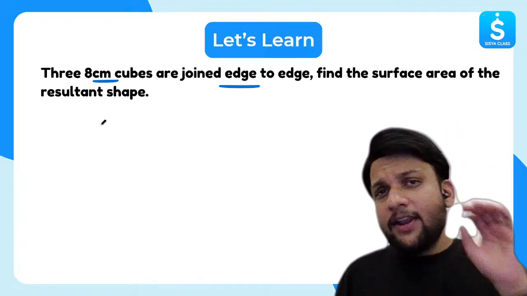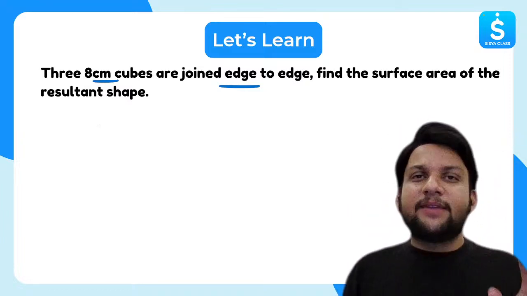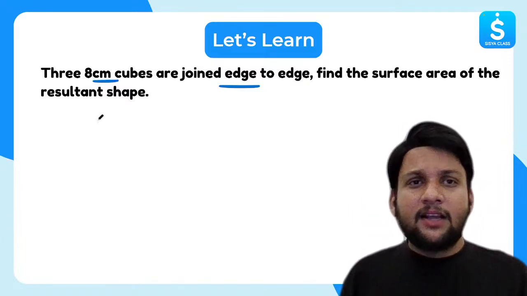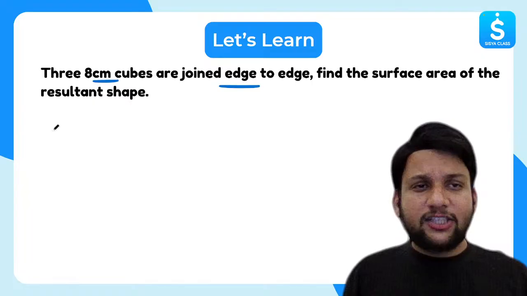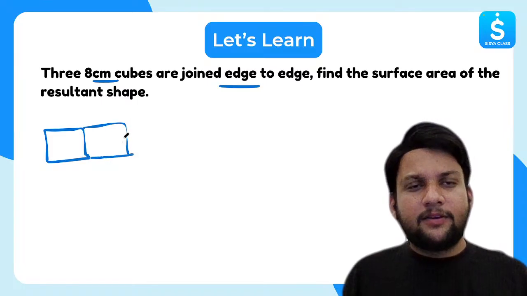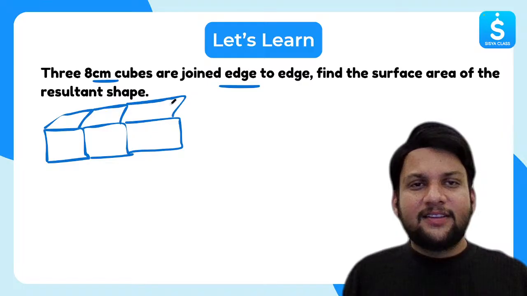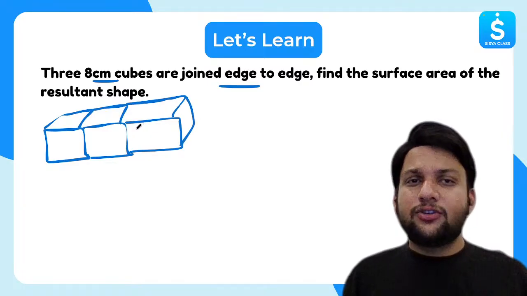Whenever I have these problems, I will not apply my mind. I will shut off my mind for some time. I will just focus on what the question is saying. Three 8 centimeter cubes are joined edge to edge. That is, if I draw, this is one cube, this is another cube, this is another cube. These three cubes look like a cuboid, but consider them as cubes only. So these three cubes I have joined edge to edge.